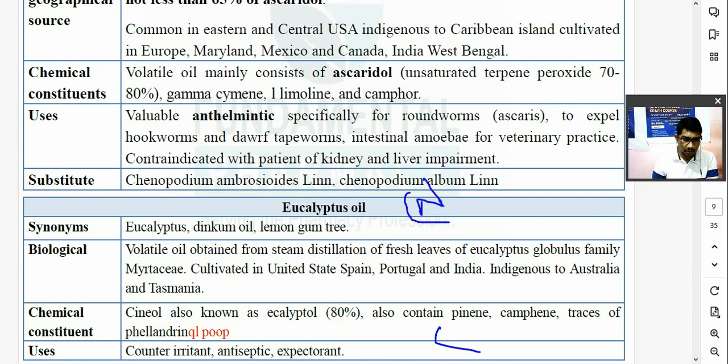So it is a counter irritant used in pain to relieve the pain. It is analgesic, acting by a counter irritant mechanism. Then it is antiseptic also and expectorant also. So that is eucalyptus oil. Okay. Are you getting my voice properly?